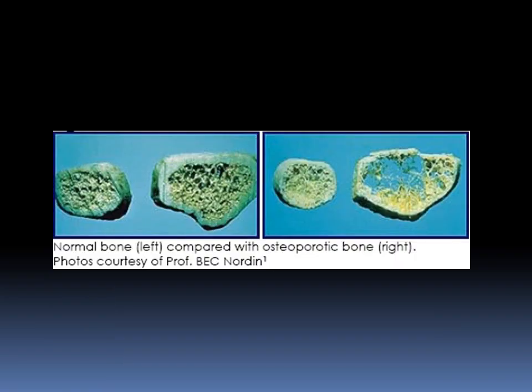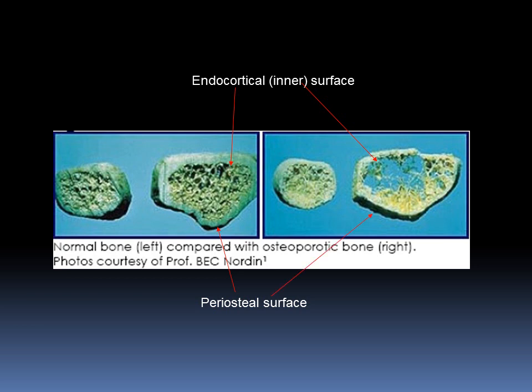Okay, we've got a picture here of normal bone and osteoporotic bone. If we look at the endocortical surface, or the inner surface of the bone, you can see that the normal side is nice and thick and honeycombed, whereas in the osteoporotic bone you can see that there's gaping spaces and holes that occur. If we look at the periosteal surface of the bone, in the healthy bone, nice and thick, whereas in the osteoporotic bone, that's thinning down as well.